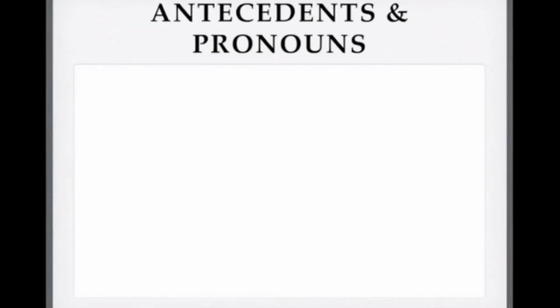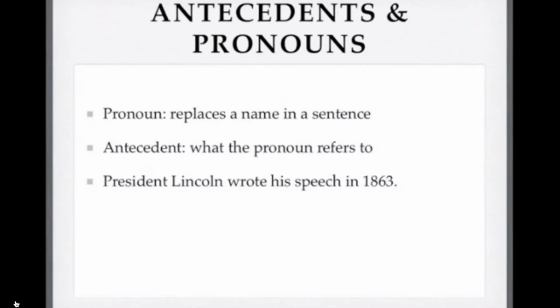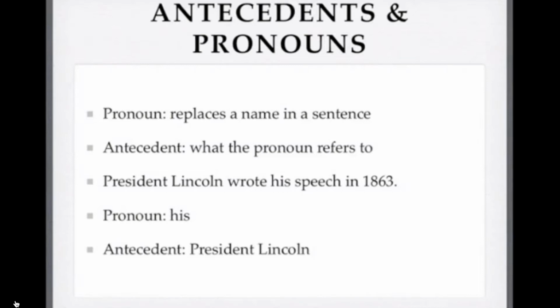Okay, let's move on. Antecedents and pronouns. A pronoun replaces a name in a sentence. The antecedent is what the pronoun refers to, usually a name. For example, if I have this sentence here, President Lincoln wrote his speech in 1863. The pronoun is his. Now, that's usually the easy part. What's the tricky part is the antecedent, or just even remembering the word antecedent. What is the pronoun his referring to? It's referring to President Lincoln. It's going back to the name.